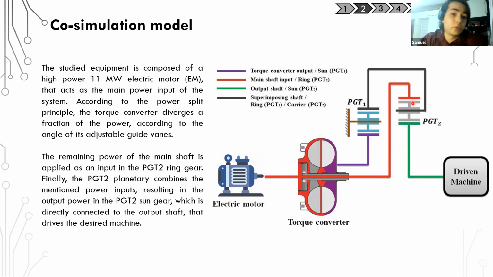The hydrodynamic torque converter's pump, which is in red, transmits the power to the turbine, which is coupled to the sun gear of the first planetary, PGT1. It is also important to highlight that the carrier of the first planetary is fixed, and the ring gear of the first planetary is connected to the carrier of the second planetary. This connection represents the superimposing shaft, which is one of the elements analyzed in this study.